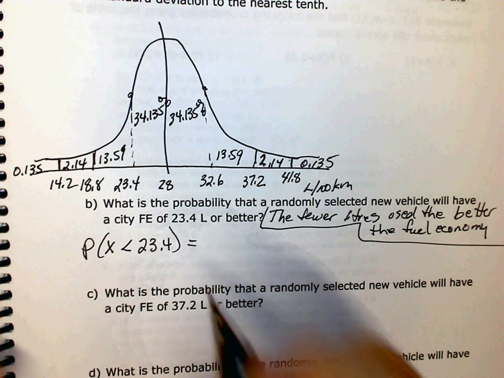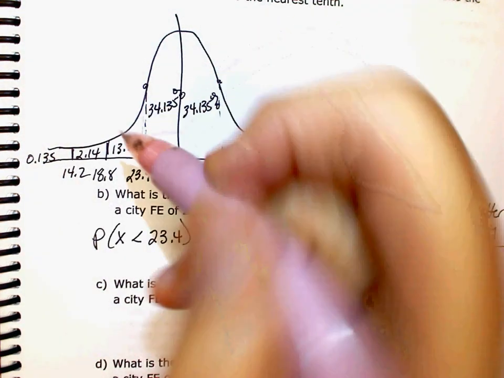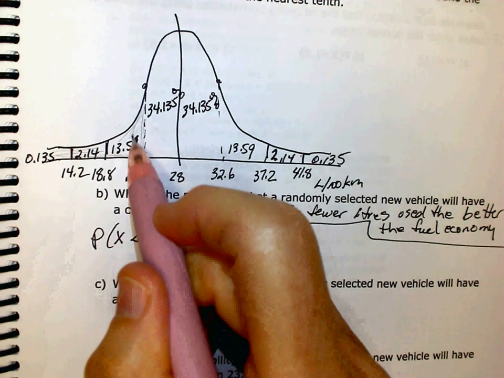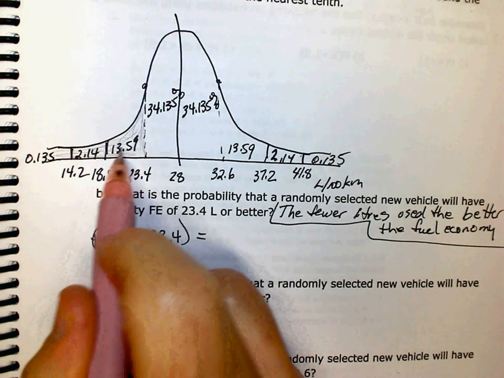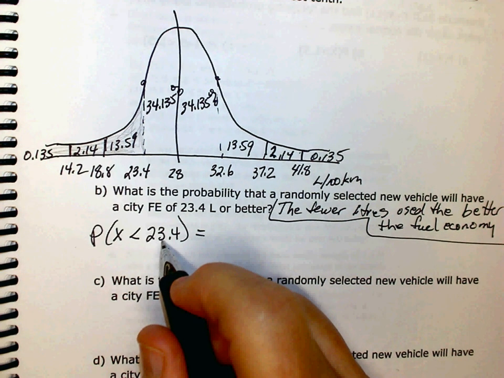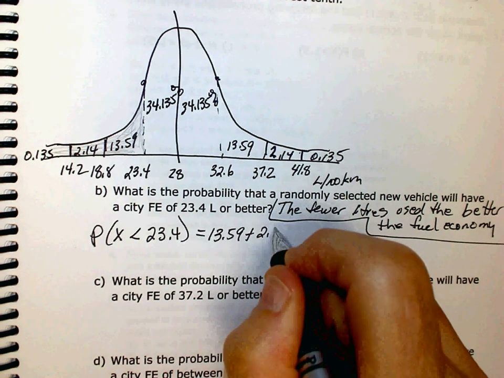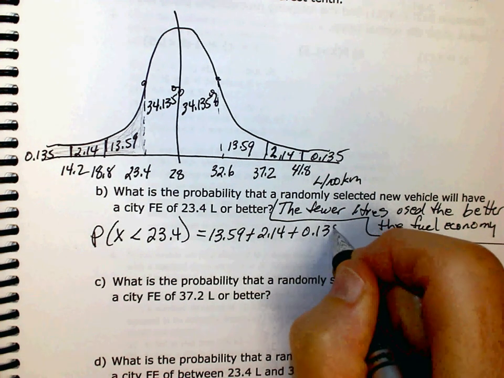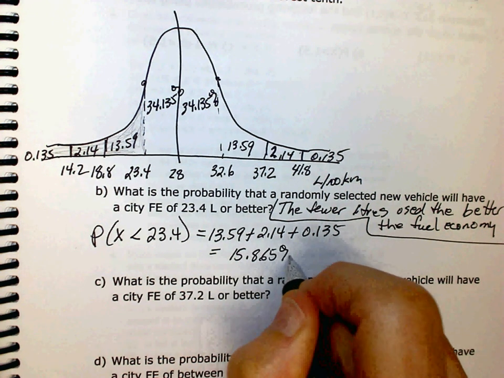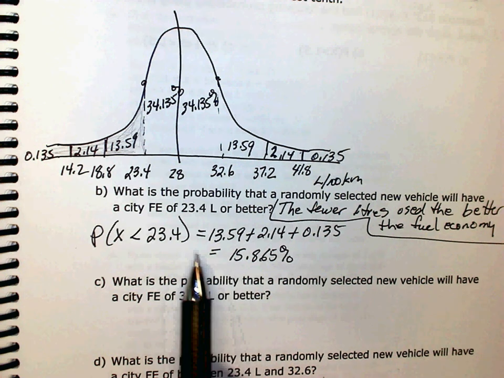Well, that means if we want the probability it's less than 23.4, we want this total right in here, right? That's what we want. So the probability that the fuel economy is less than 23.4 liters per 100 kilometers is 13.59 plus 2.14 plus 0.135. And that is equal to 15.865%. So there is a 15.9% chance, basically, that the fuel economy will be better than 23.4.